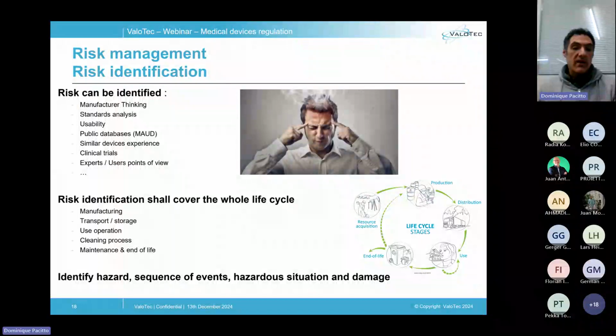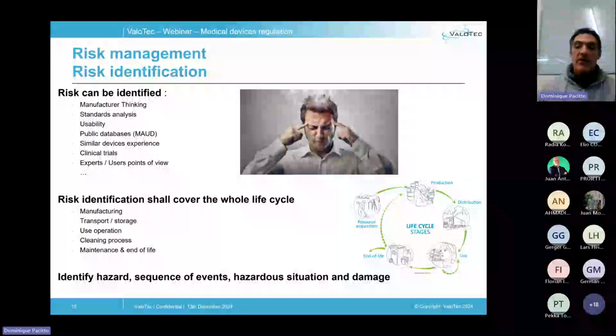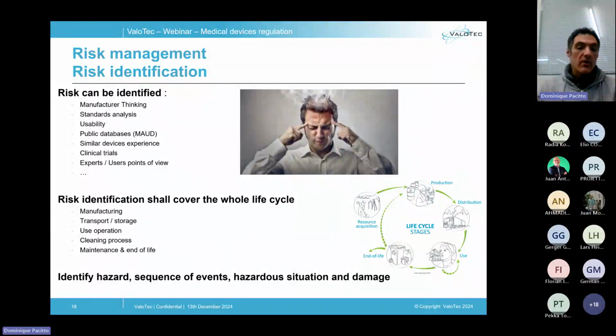As I told, the risk identification is composed of sub-activities that we are going to see, such as the identification of the hazards, damages, the sequence of events, and the hazardous situation. So let's see that.